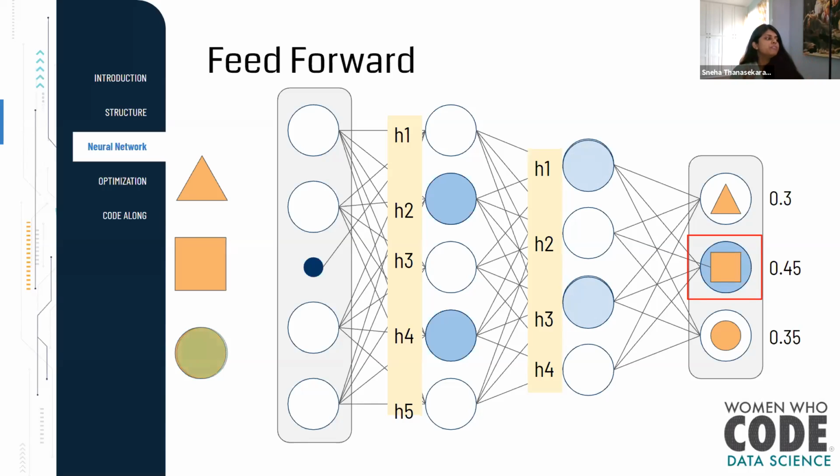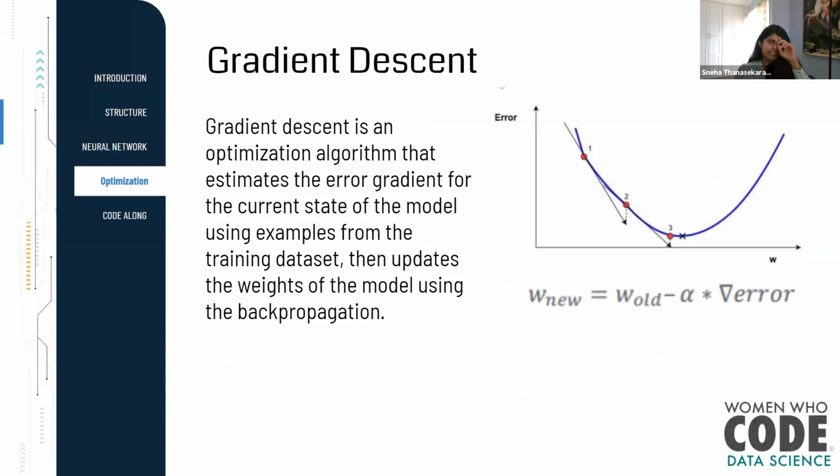Now wait, what if we tell you that the incoming image was a circle? In that case, the given answer by the neural network is wrong. So how do we optimize this to give the right answer? And that's where gradient descent comes into play.